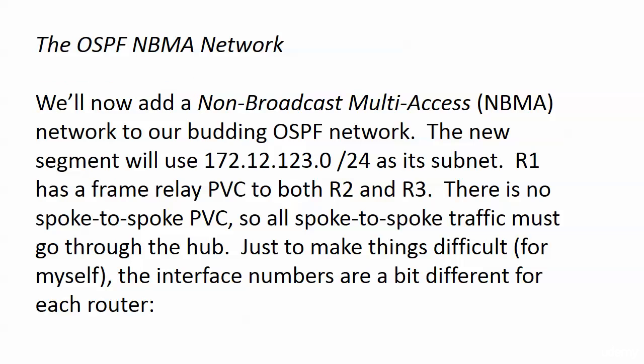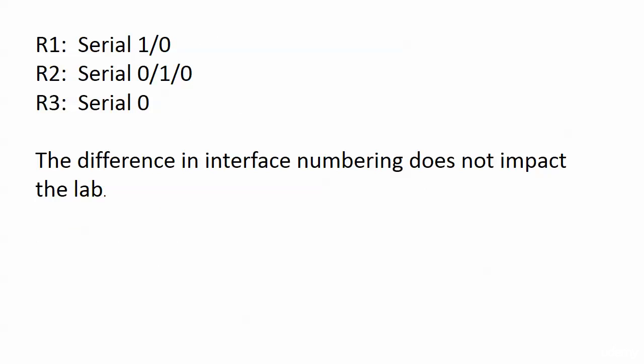Just to make things a little bit more difficult for me and to introduce some things later on, I've got a couple of different routers in here with a couple of different interface numbers. Router 1 is going to be running serial 1/0, router 2 serial 0/0, and then finally router 3 is going to be using plain old serial 0. Sometimes I plant little things early on to cause us trouble later so we can do some troubleshooting, but the difference in interface numbering here does not impact the lab. I just want to make that clear.